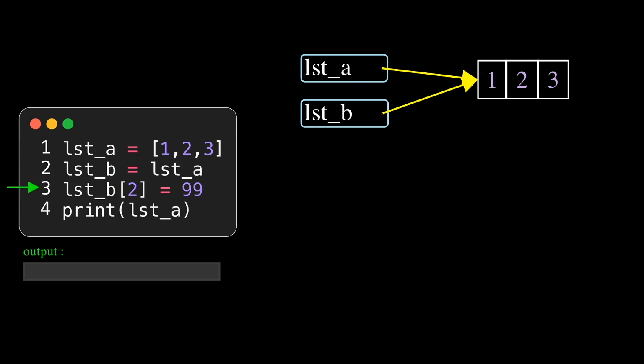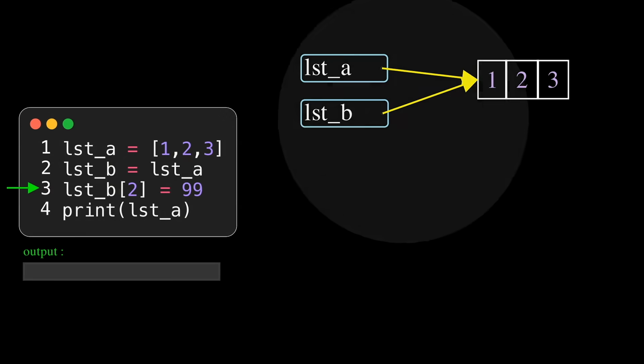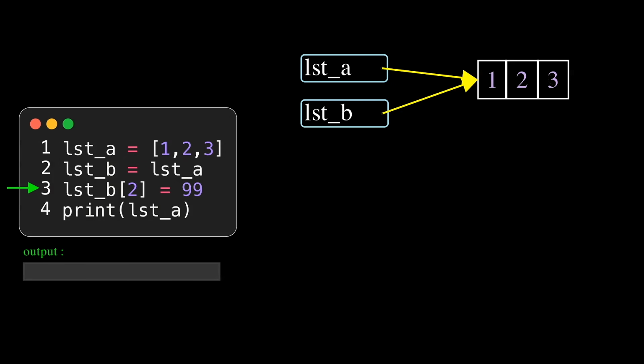Let's say I change the second element of list B. I will first follow the reference pointed to by list B, and then modify the second element. But you see, since list A also references the same data, my modification on B has unintentionally affected A. If I print A, it's no longer 1, 2, 3.